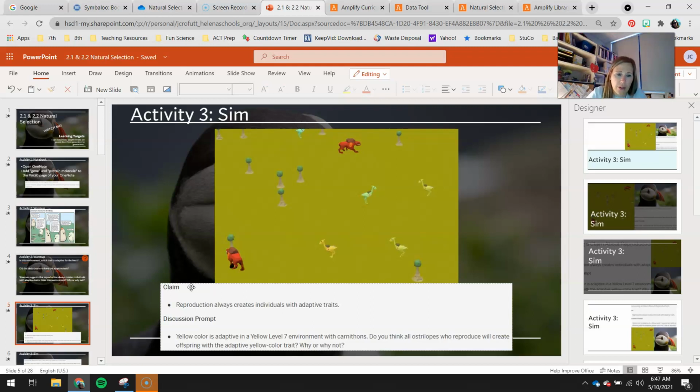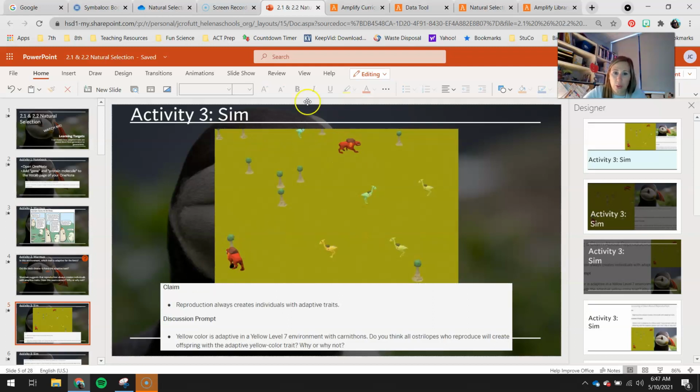Okay, so yellow color is adaptive in the yellow 7 environment with carnithons. So again, this is with predators. Having that little bit of camouflage should help those yellow 7 australopes out. So do you think all australopes who reproduce will create offspring with the adaptive yellow color trait?